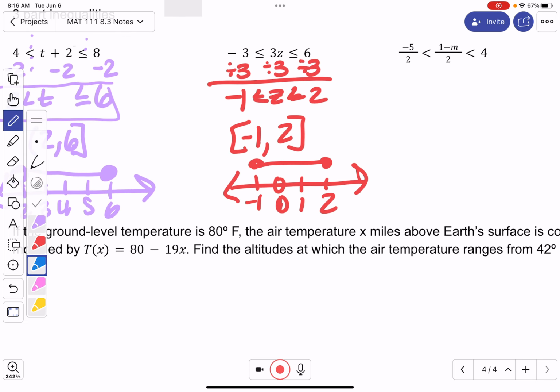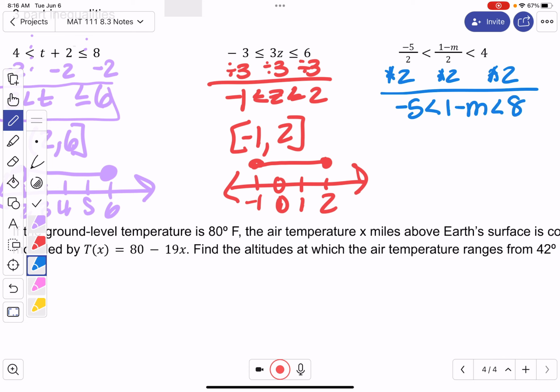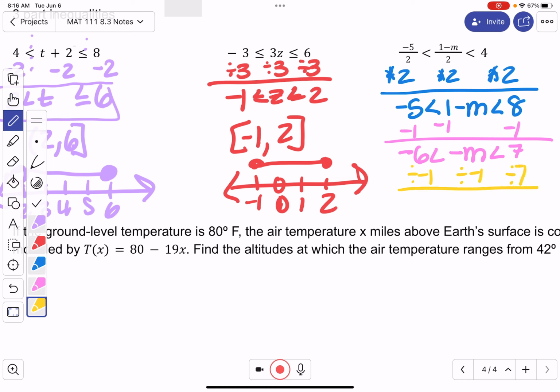This last one, same thing. To get rid of the fraction, we're going to multiply all the parts by 2. Negative 5 times 2 is negative 10. Divided by 2 would be negative 5. In the middle, it's just going to cancel out the fraction. 4 times 2 is 8. Now I'm going to subtract 1 from both sides to get the m alone. So we have negative 6 is less than negative m is less than 7. Then we're going to divide everything by negative 1 to make sure the m is positive, which also flips our signs.